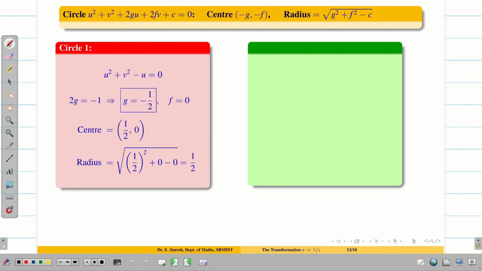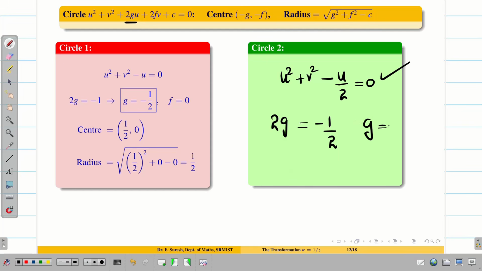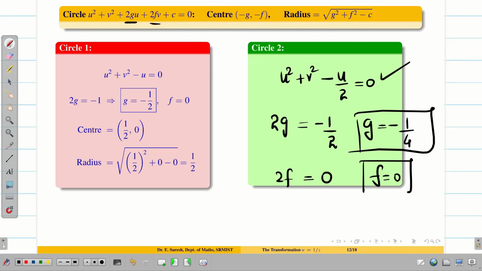Next we are going to deal with circle 2. The equation here is u square plus v square minus u by 2 equal to 0. So the coefficient of u in the general form is 2g and here it is minus 1 by 2. Therefore g equals minus 1 by 4, and the coefficient of v is 2f. In our problem there is no v, so it is 0. So my f value is 0.